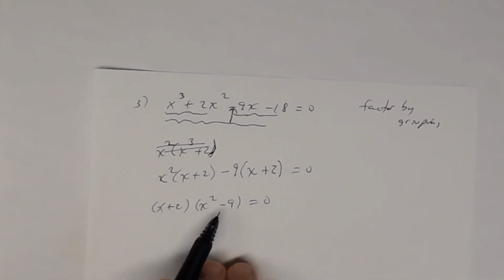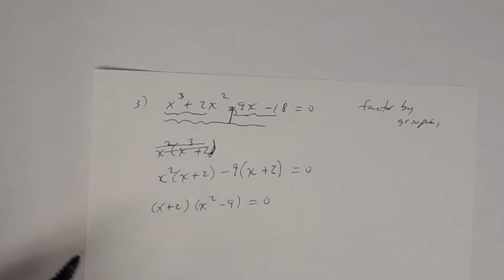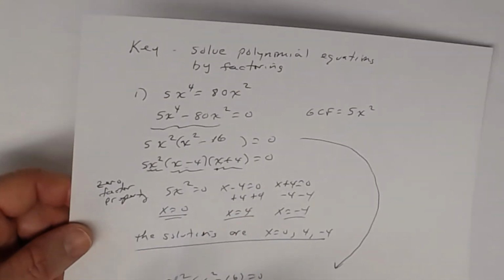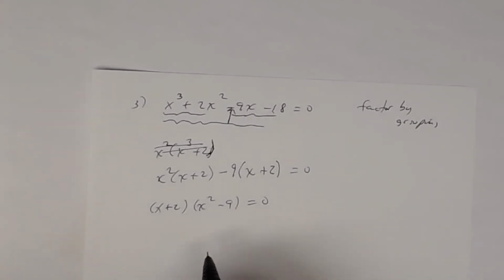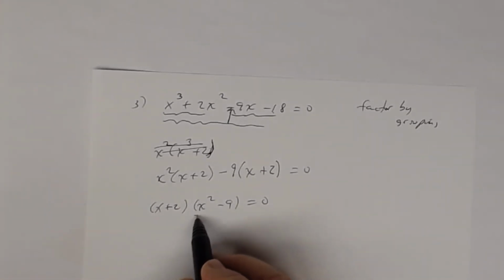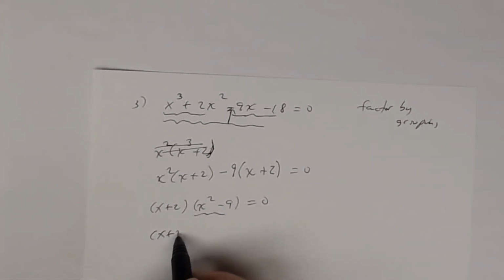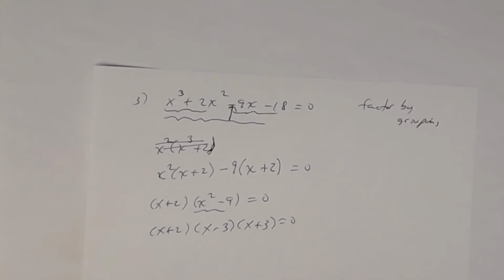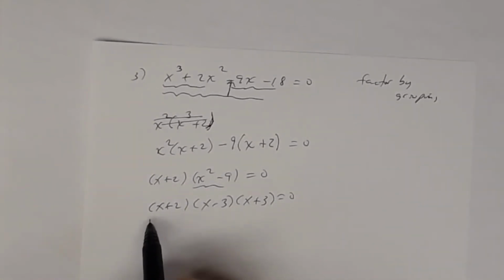And then you could do the same way we did number 1 if you want to, because notice this right here is the difference of two squares. And so you could factor the difference of two squares like we did here, right? So you could say, well, that's going to be x plus 2 times x minus 3 times x plus 3, correct?